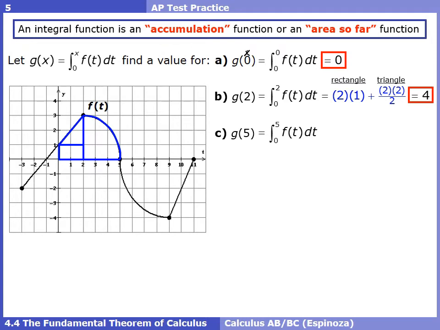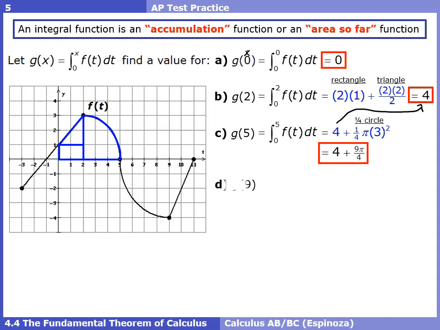The area from 2 to 5 is a quarter circle, and we know that the area from 0 to 2 is what we found before to be 4. That quarter circle has a radius of 3, so since it's a quarter of that circle, we'll multiply by 1/4. When we simplify that, we'll get 4 plus 9 pi over 4, and there's no need to simplify any further after that.